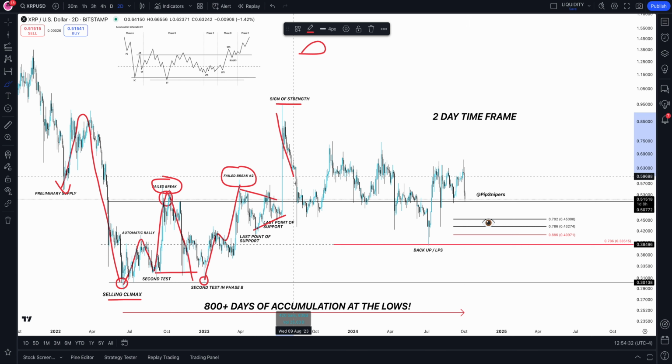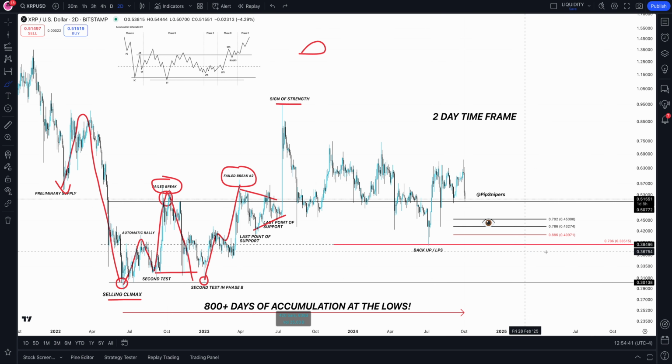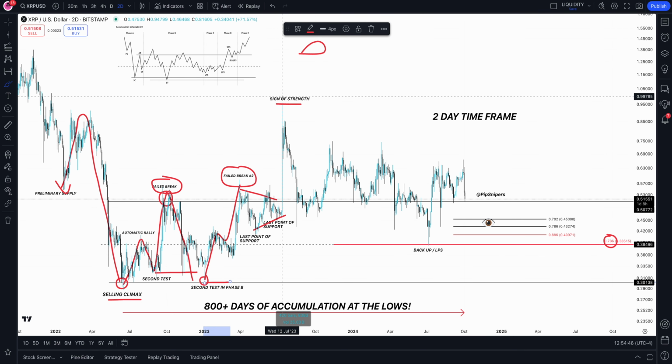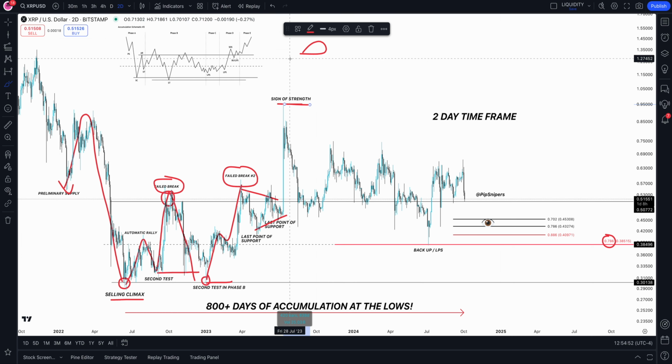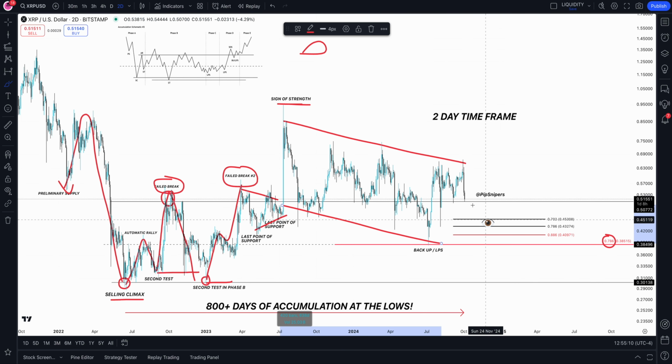And this backup phase lasted a little bit over a year in the form of a WXY correction for your wave 2. Okay, now notice how this backup phase wicked down towards the 78.6% fib, measured from this low in December 2022 up to this high in July 2023. So it looks like we're still ranging within this backup phase, and we're about to enter into phase E, and we can see that we're still here ranging, but just know that we're coming to the end of phase D.